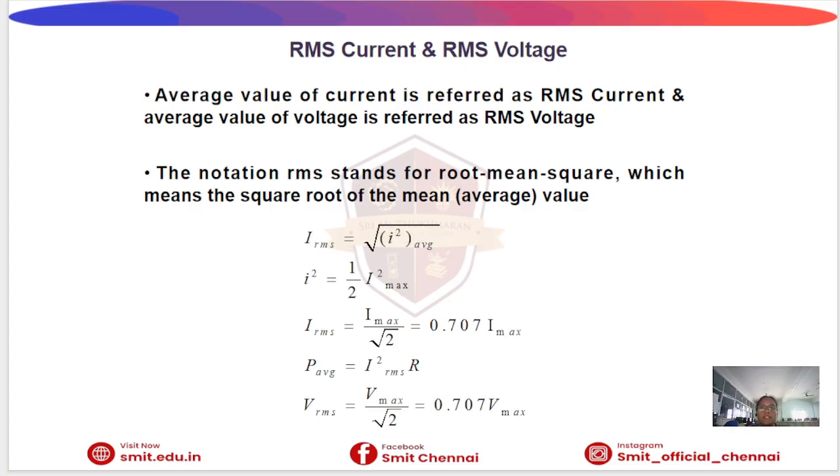Next, RMS current and RMS voltage. In AC circuits, we often use RMS. RMS means root mean square values of current and voltage. RMS values represent the effective value of AC current or voltage, which produces the same heating effect as a DC current. The term RMS stands for root mean square, meaning the square root of the average of the squared values.